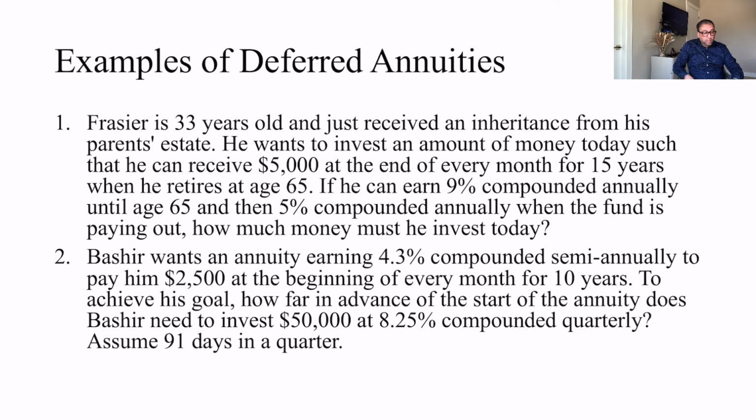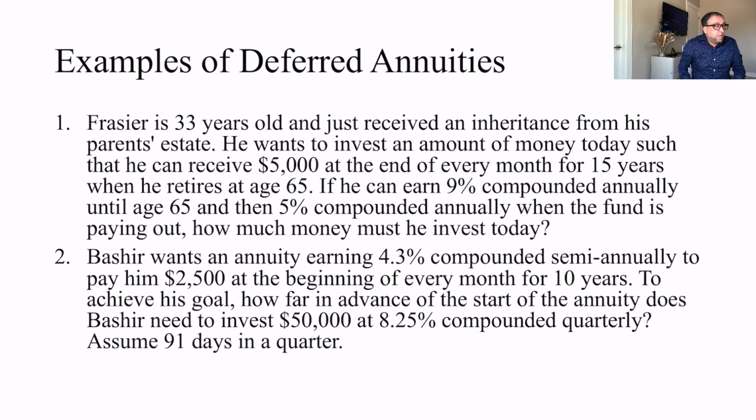So let's start with this. Frazier is a 33-year-old and just received an inheritance from his parents' estate. He wants to invest an amount of money today such that he can receive $5,000 at the end of every month for 15 years when he retires at the age of 65. If he can earn 9% compounded annually until age 65 and then 5% compounded annually when the fund is paying out, how much money must he invest today?